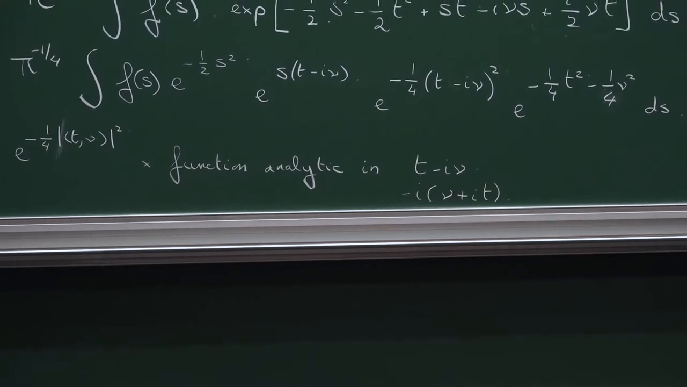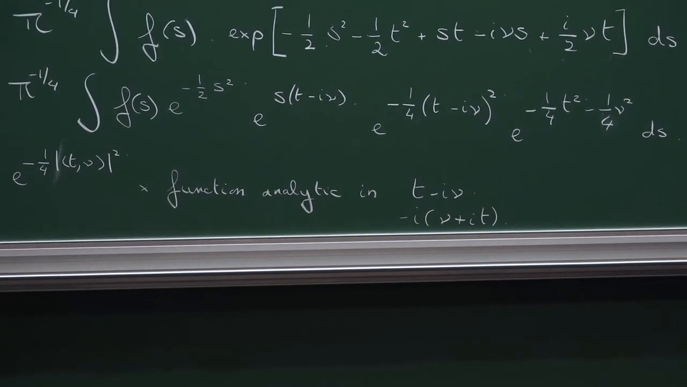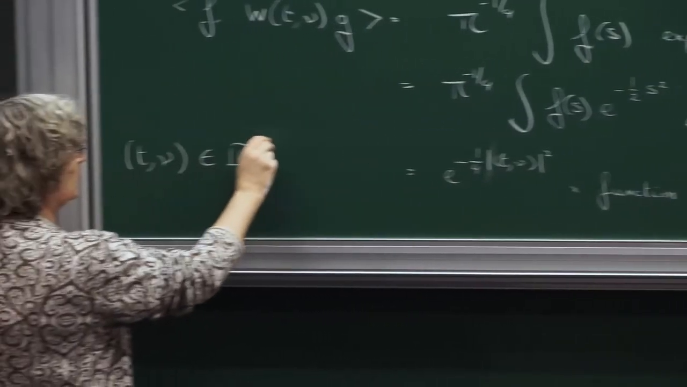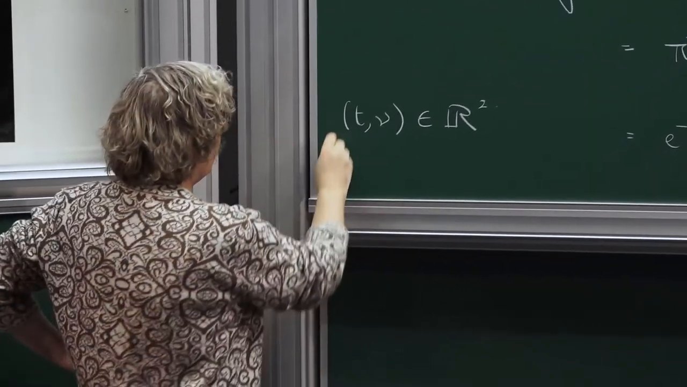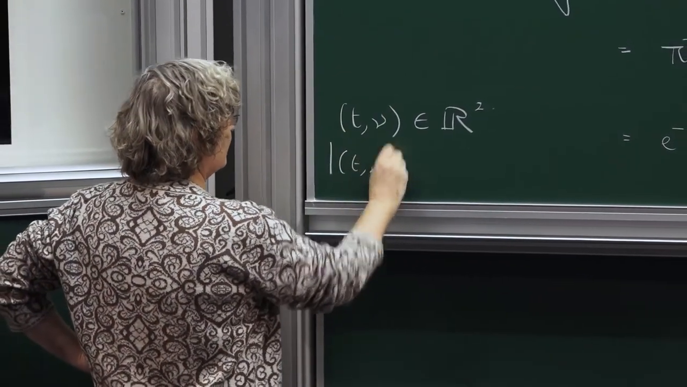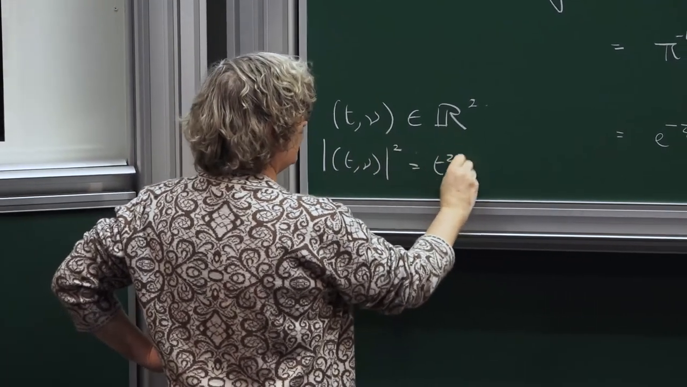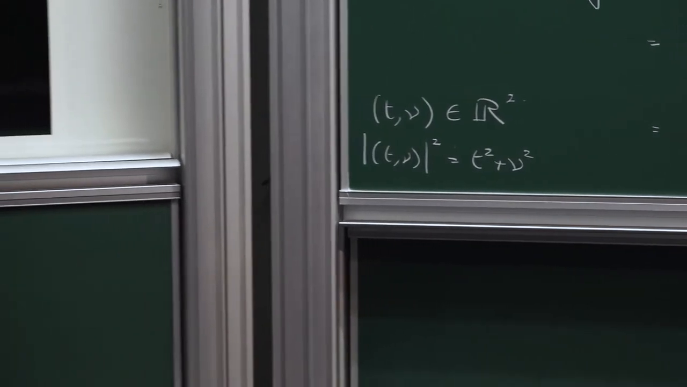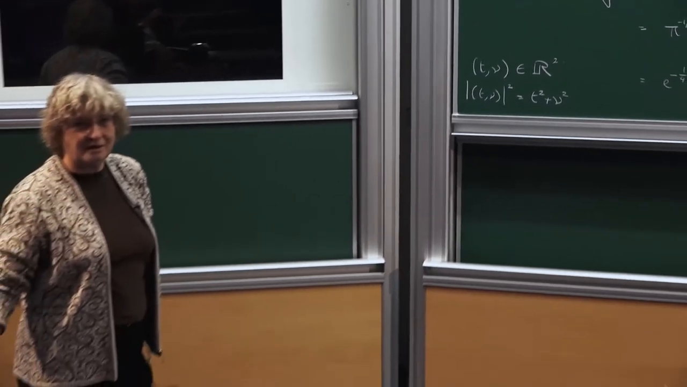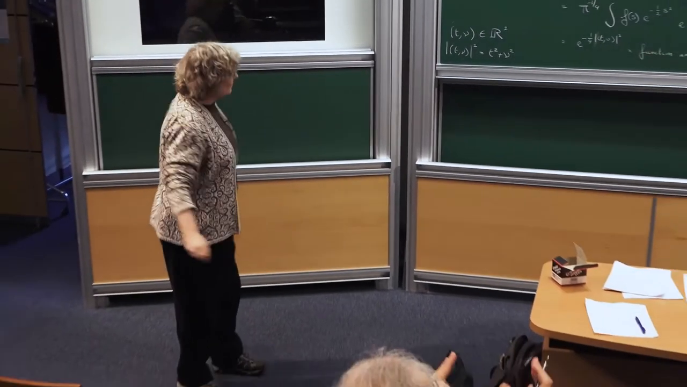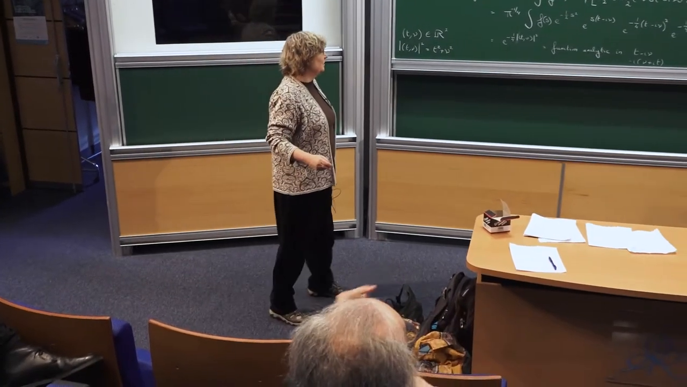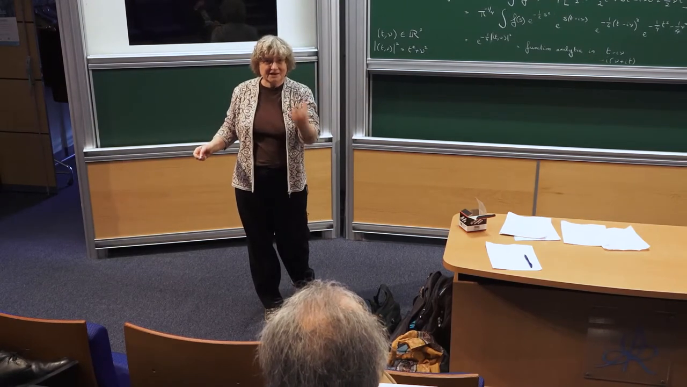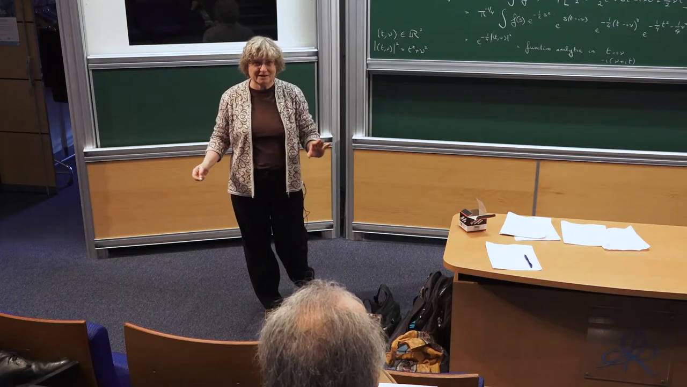Sorry, what does the bracket (t, nu) mean? Oh, so (t, nu), I'm viewing that now as an element in R2. And I write its magnitude squared as the Euclidean norm t squared plus nu squared. Well, right, from the physics point of view, it's slightly strange to add t and nu of different dimensions. So there is a unit of frequency. I'm thinking of the harmonic oscillator, and I've put the frequency equal to one. And that's where that comes from. This unit has disappeared on me. I agree.